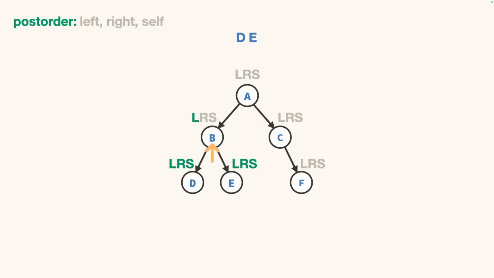From the B's point of view, it just finished processing its entire right. So this is done. Now all I need to do is process B itself. So I add B into my output. B is done with all three steps. Now I'm back at the root node.